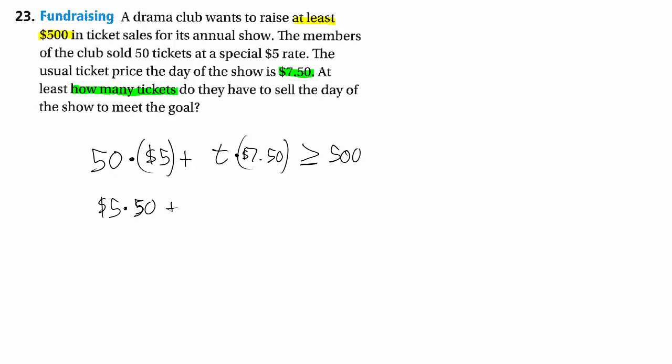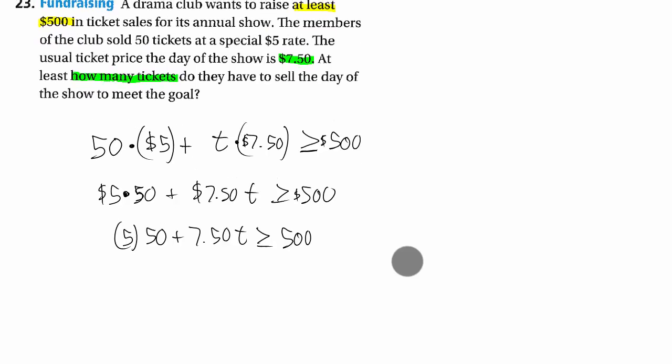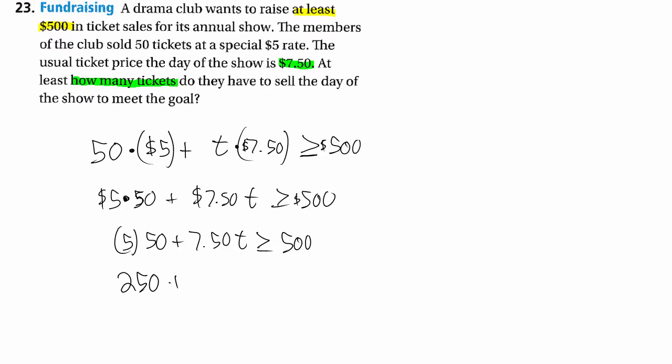If you want to put it the other way, if you want to put $5 times 50, $7.50 times T, you can write the equation that way. It doesn't matter. If you don't like putting the dollar signs, I'm going to put it here without the dollar signs. But either way, I'm going to put some variable there. So in the first two equations, I have the dollar signs just so you see where I'm coming from. But I'm going to simplify this equation. Then I'm going to isolate the variable t.